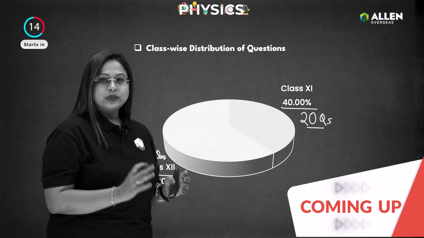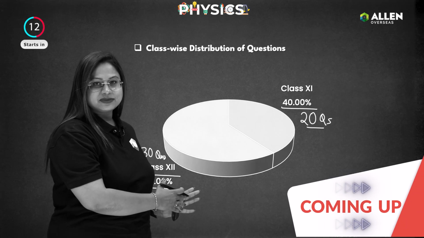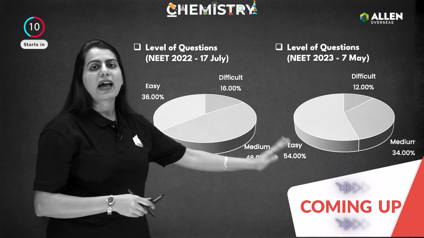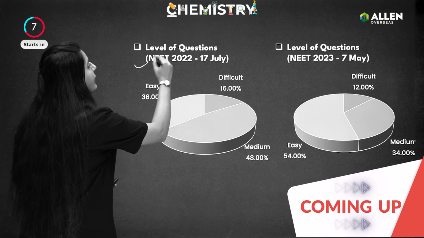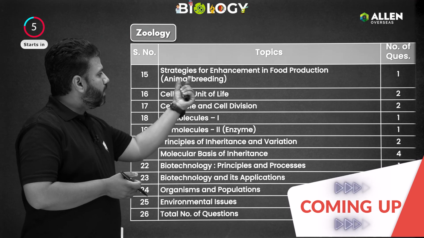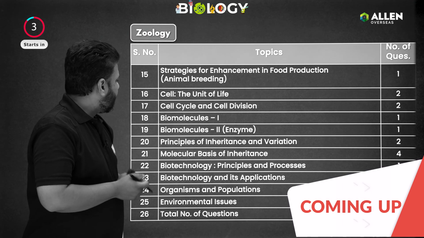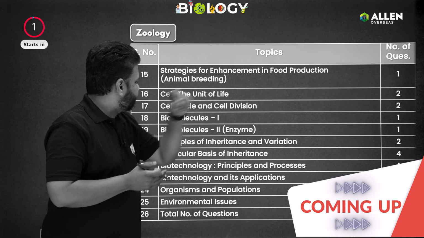Very clear that weightage of class 12th was more in this paper. If I talk about the comparison between your year NEET 2022, from animal breeding, 1 question was there. From cell, 4 questions were there.